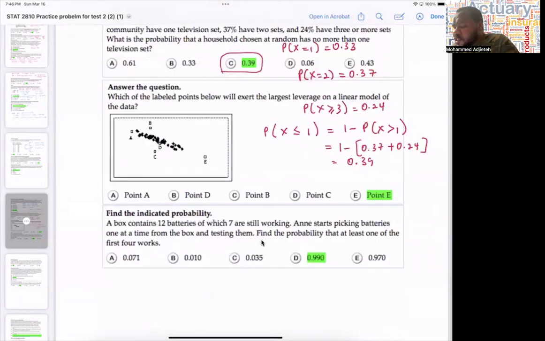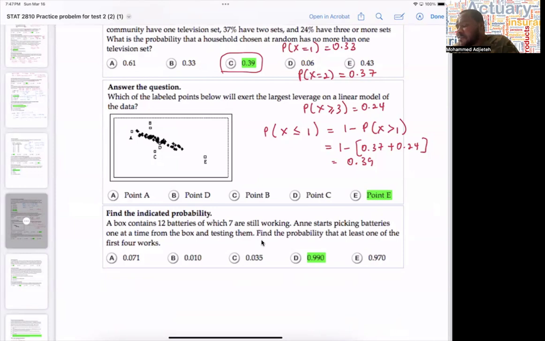Okay, the next one, let's do this one. We are told which of the labeled points below will exert the largest leverage on a linear model of the data. So to be able to answer this, you have to refer to the previous notes. You have to understand what a leverage is. We talked about high leverage points. We also talked about influential points. So in preparing for this exam, it's good that you understand both of them.